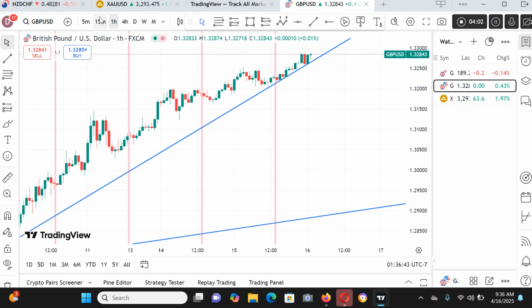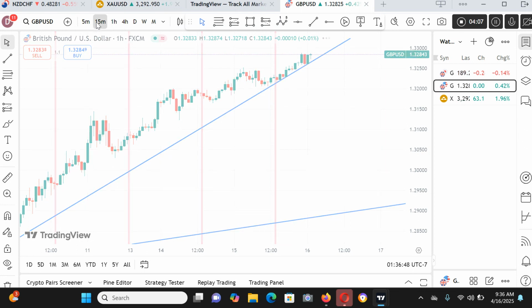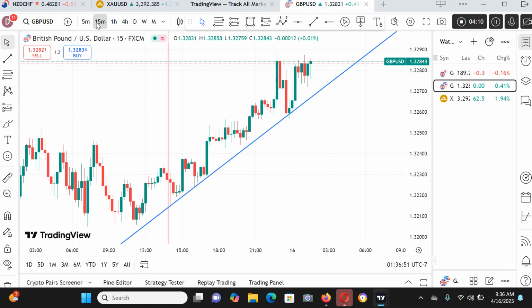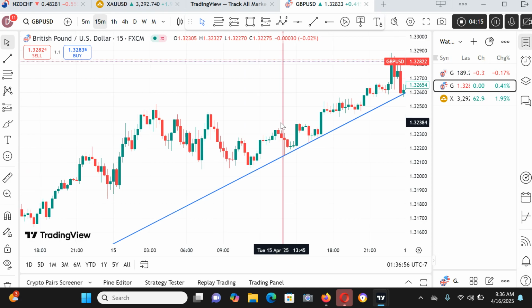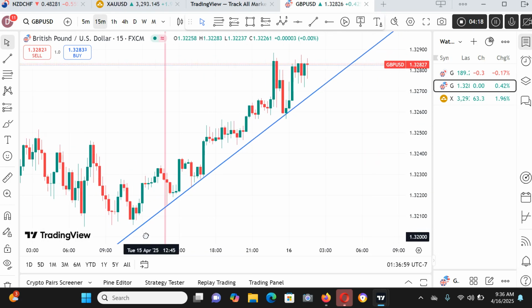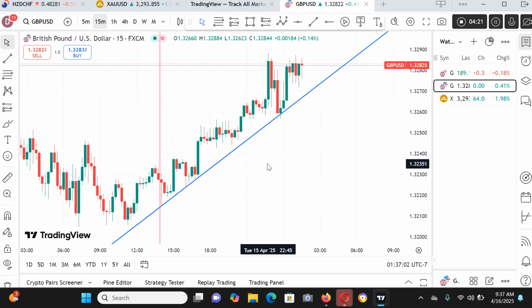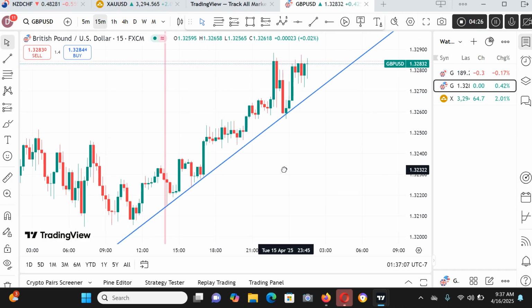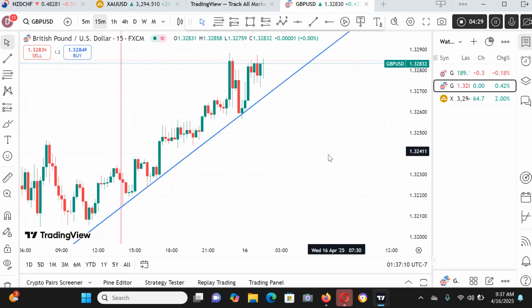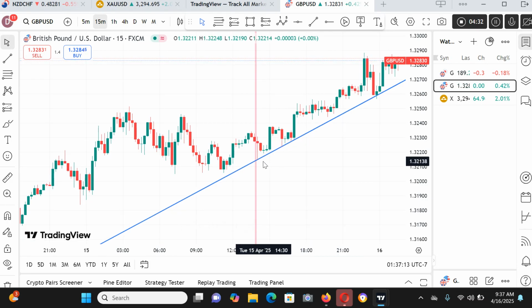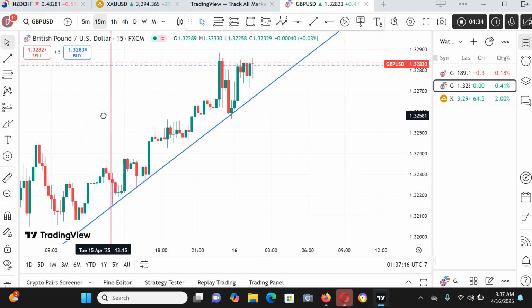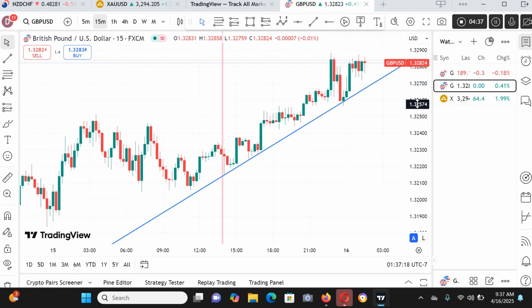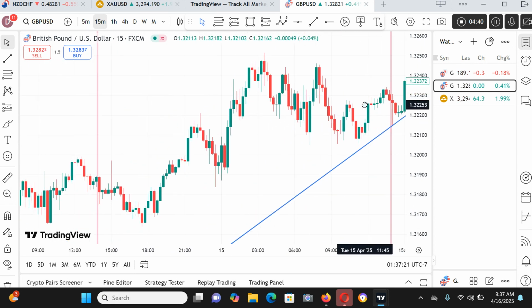Then we move to the 15 minute time frame to draw another trend line and look for an entry. You can see that gold has been on an uptrend move for a long time. It retraced some weeks ago, but right now it's continuing its upward move. We are on the 15 minute time frame, where we normally look for our entry.